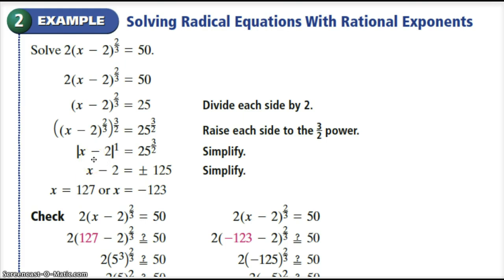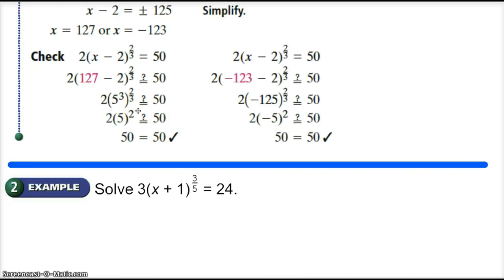Solving radical equations with rational exponents. The only difference between example 1 and example 2 is the fact that they are presenting this to you with the fraction exponents as opposed to the radical symbol. Okay, don't be frightened.